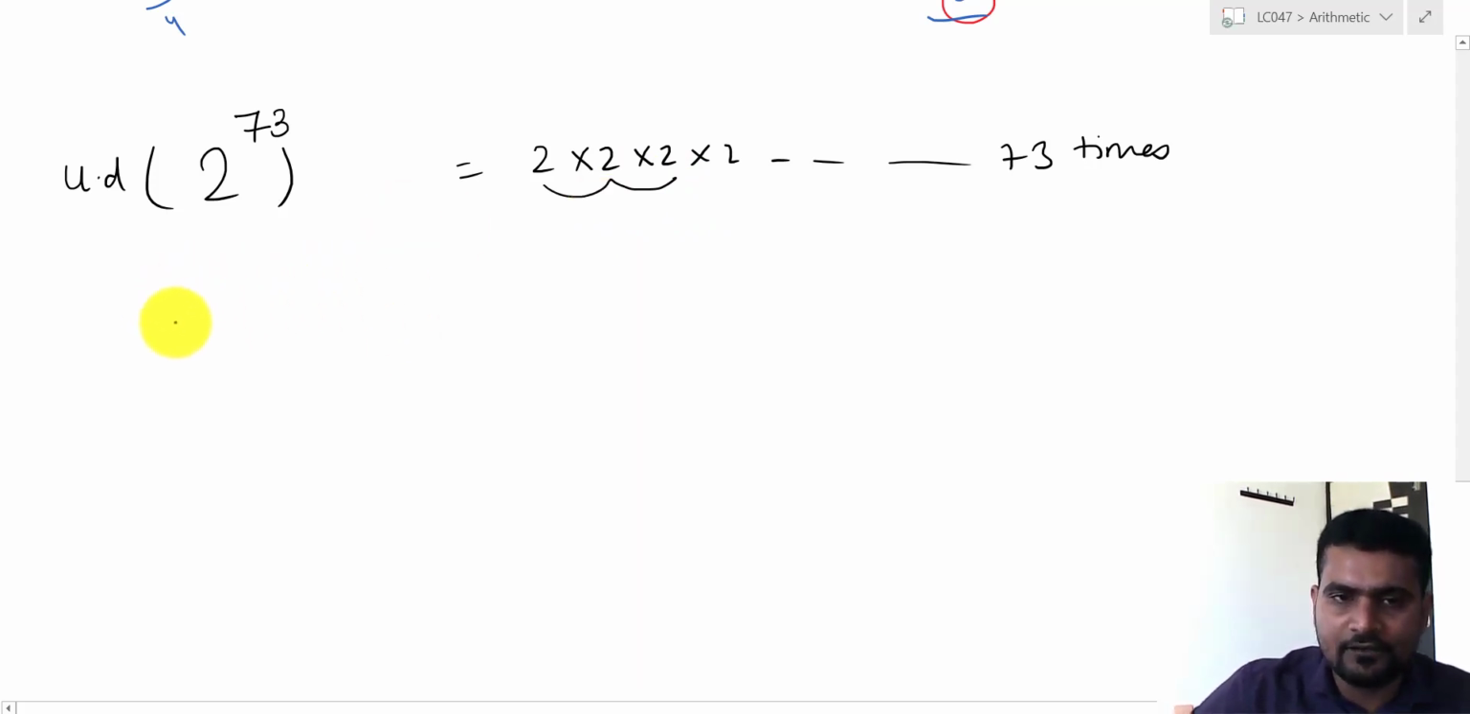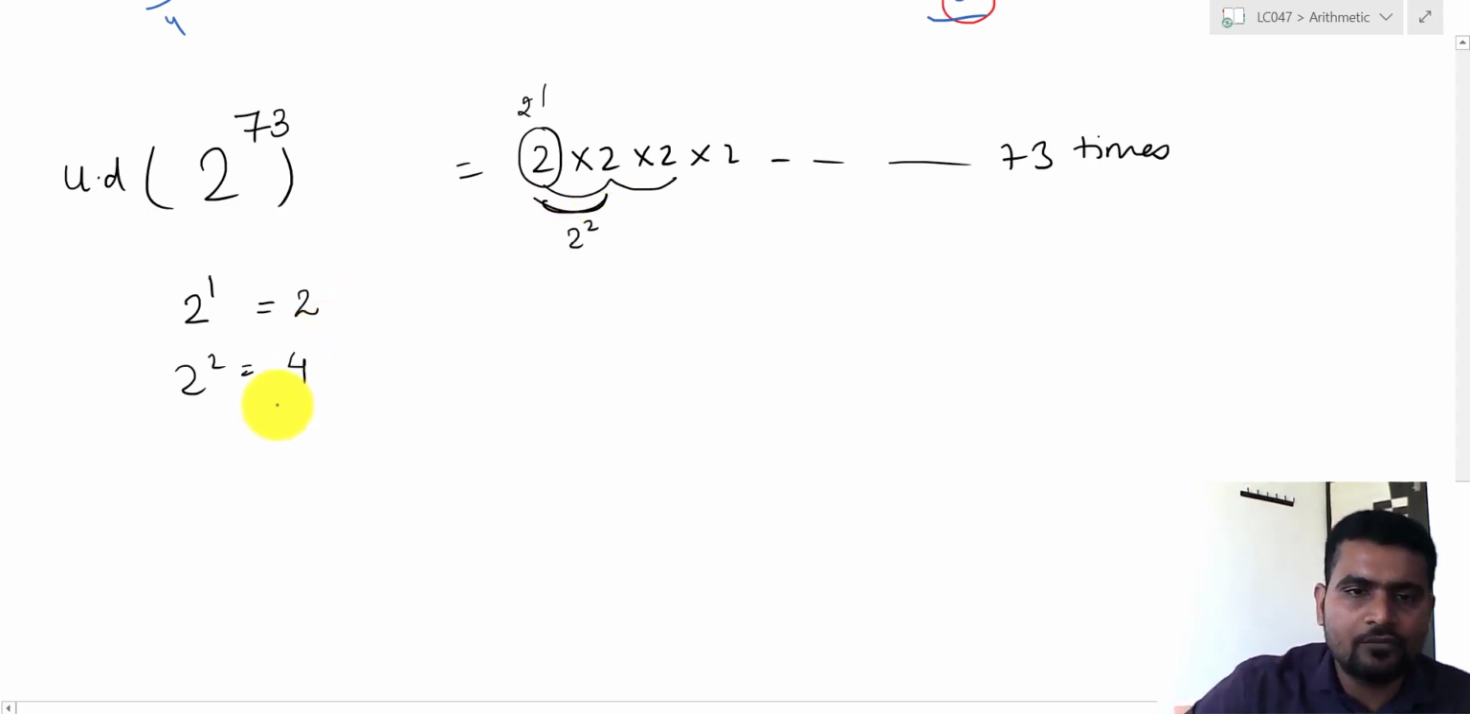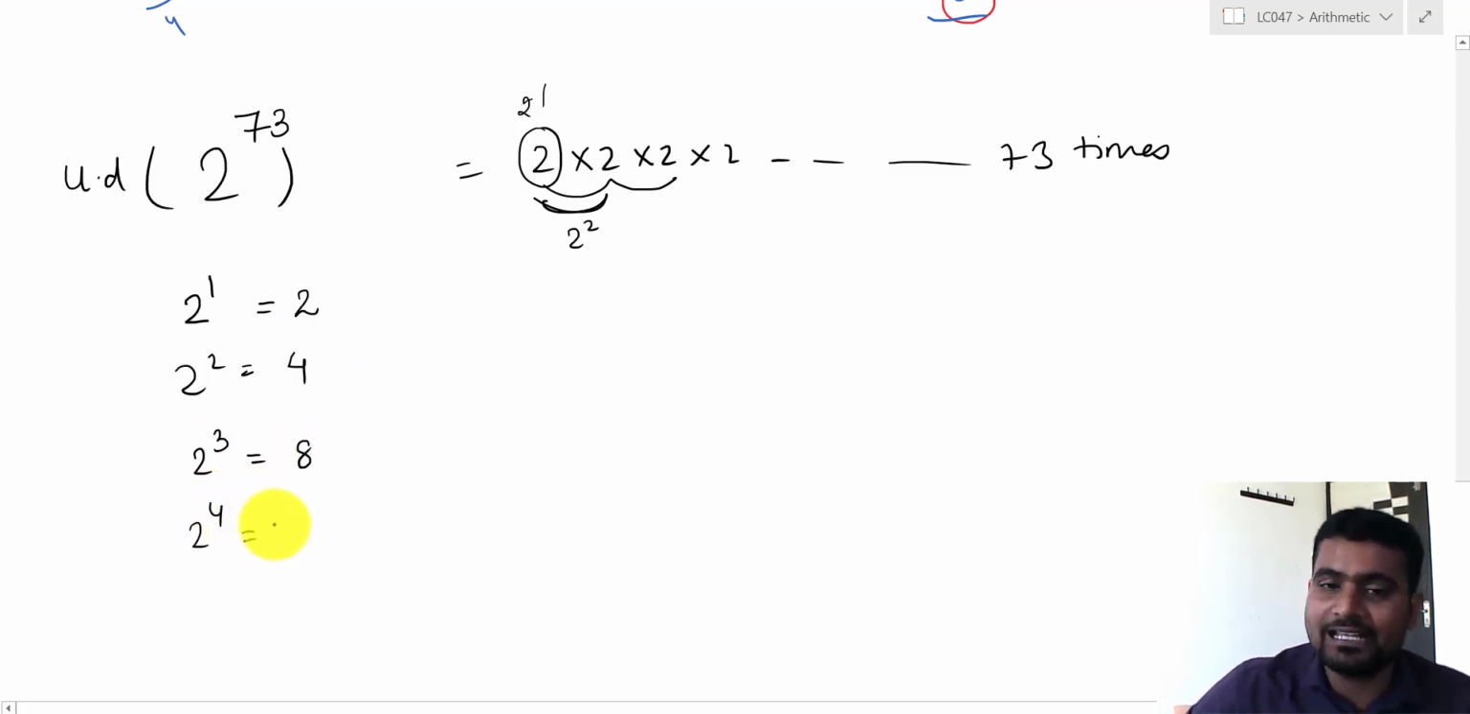So let's check the cyclicity of 2. If it is 2 raised to power 1, the unit digit will be 2. If I take 2 raised to power 2, the unit digit will be 4. 2 cubed is 8, so the unit digit is 8. 2 raised to power 4 is actually 16, but the unit digit means 6. 2 raised to power 5, again it will be 2. 2 raised to power 6 is going to be 4.